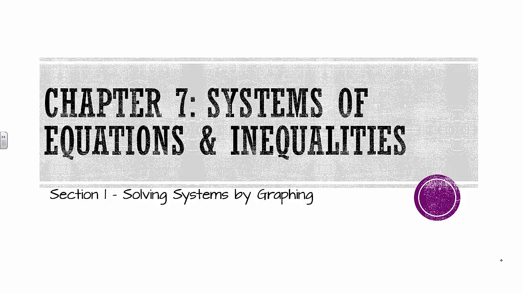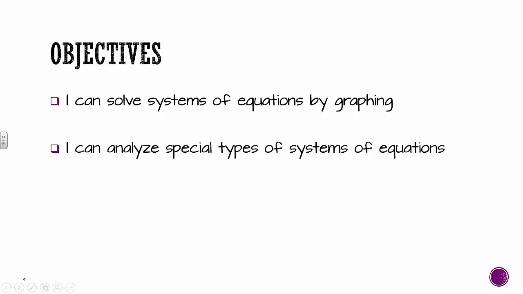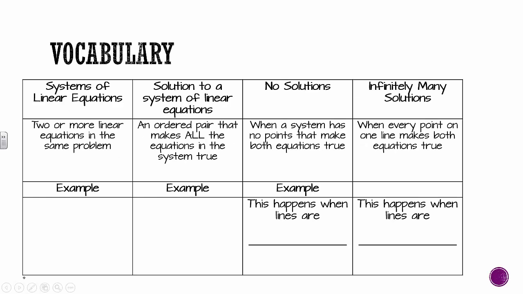In Chapter 7, Section 1, we're going to learn about how to solve systems by graphing. So by the end of this lesson, you should be able to solve systems of equations by graphing them, and to be able to analyze special types of systems of equations. So we have some vocab.